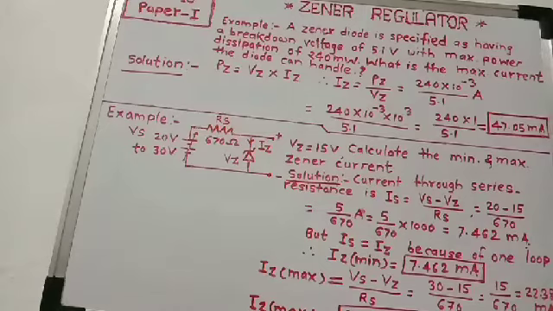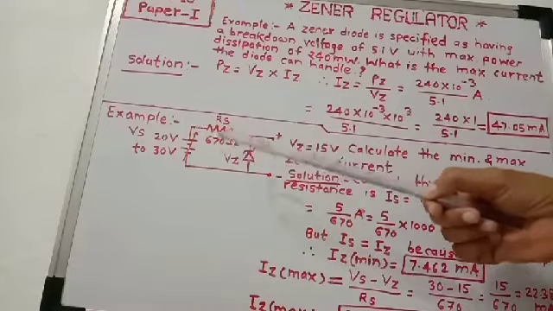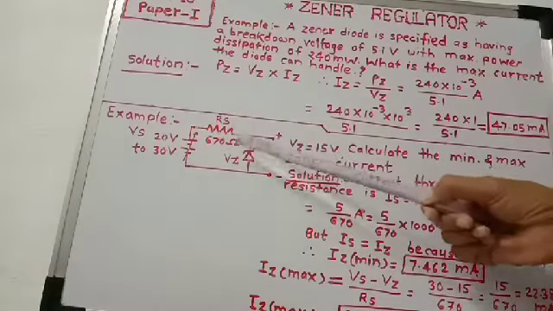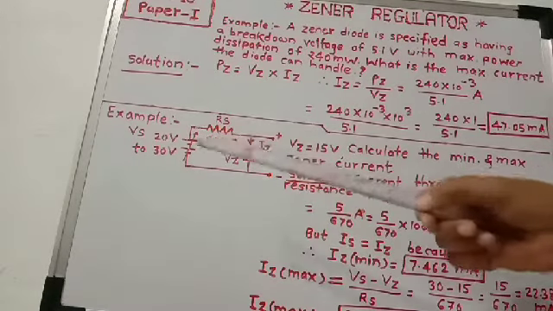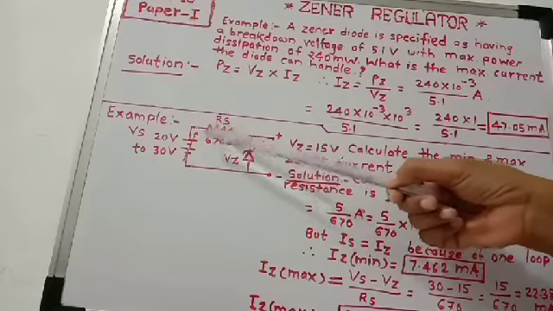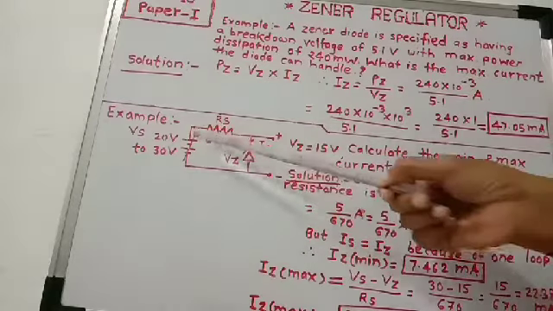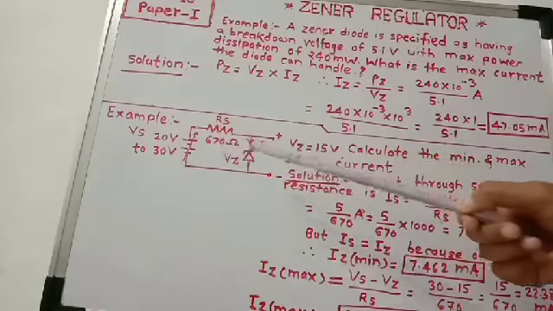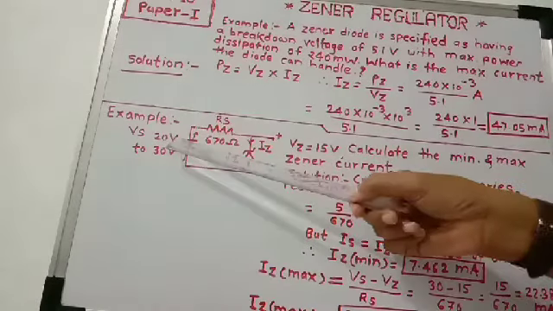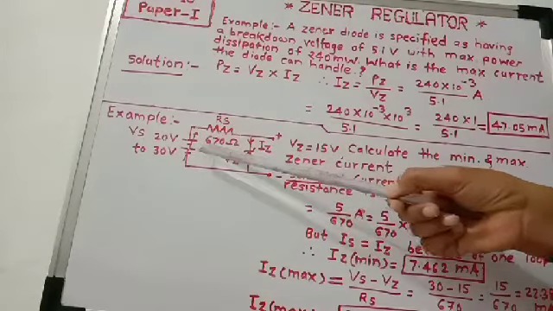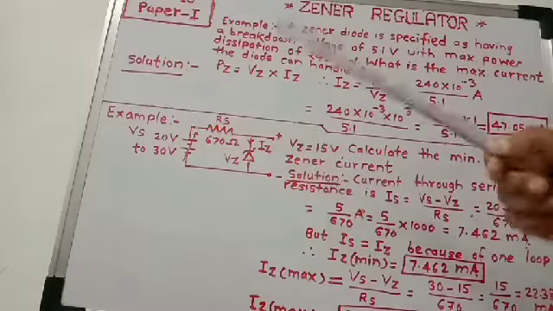Resistance of Rs is 670 ohm. So I is equal to V upon R. Voltage across Rs is equal to Vs minus Vz, and current through Rs is equal to Vs minus Vz divided by Rs. Okay, 20 minus 15 divided by 670. Okay, that is IS. I is equal to V upon R.